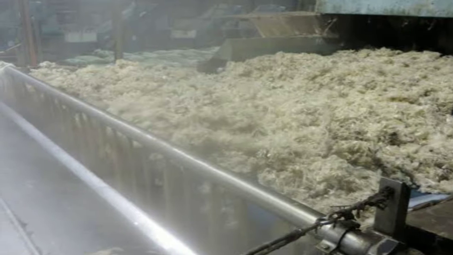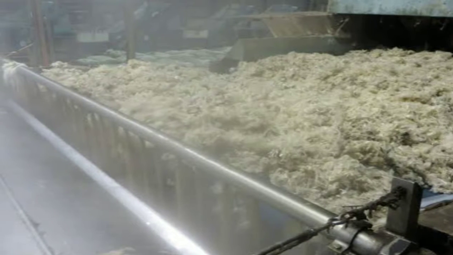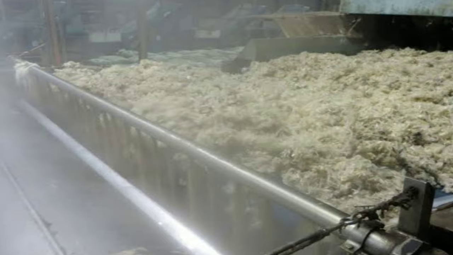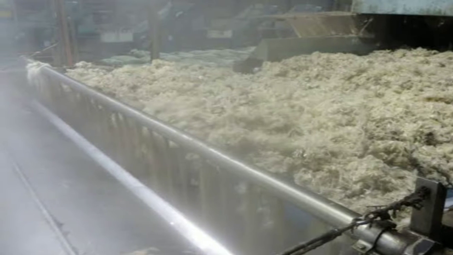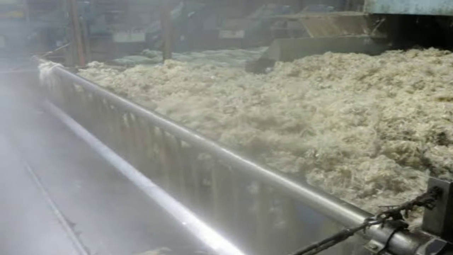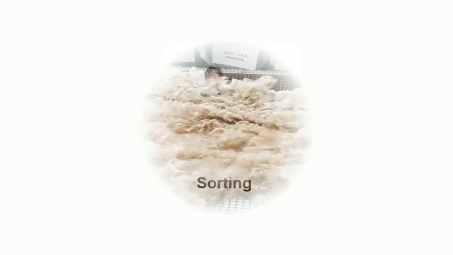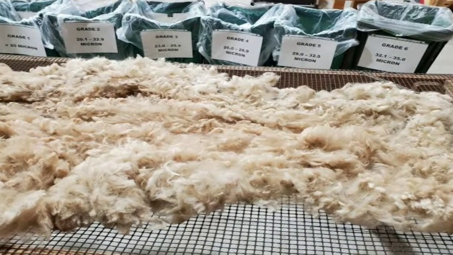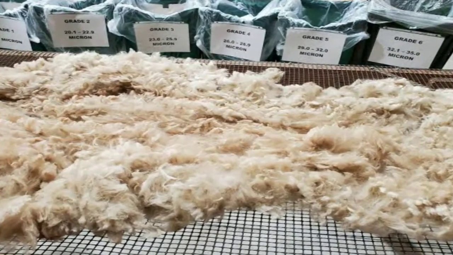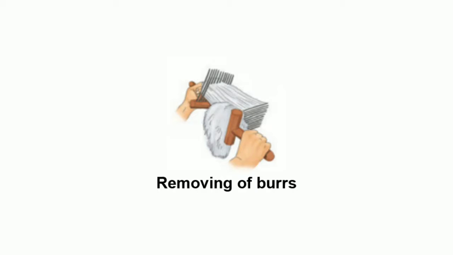Scoring is a process of removing dirt, grease, and dust from the hair removed from the sheep. It is generally done with the help of machines. Sorting is the process of separating the hair of the sheep according to their textures.